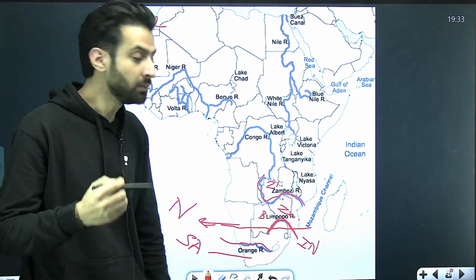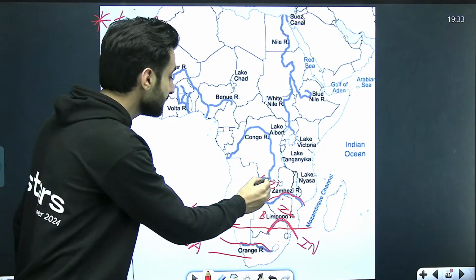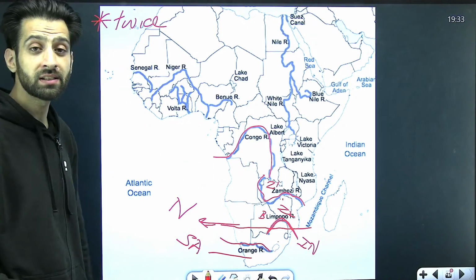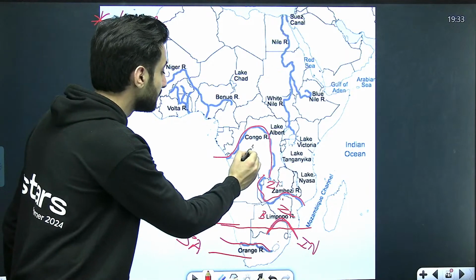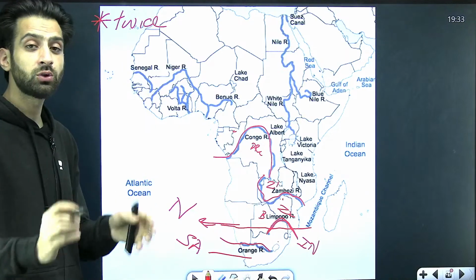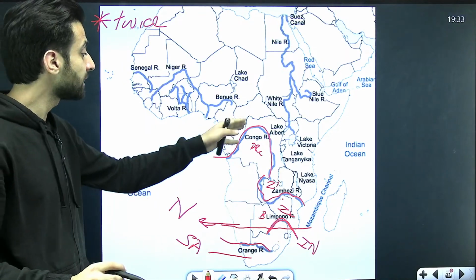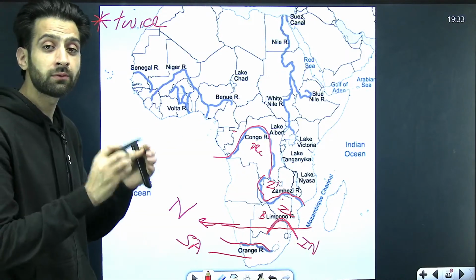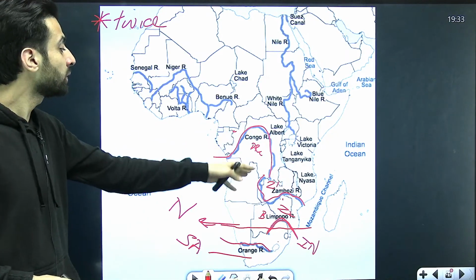Okay, so shall we move? Going to the next river, that is Congo. This is another river. What is the Congo River? It passes through the Democratic Republic of Congo and the Republic of Congo. These are the two countries. So the Congo River separates the Democratic Republic of Congo from Congo, or it forms a border between them.